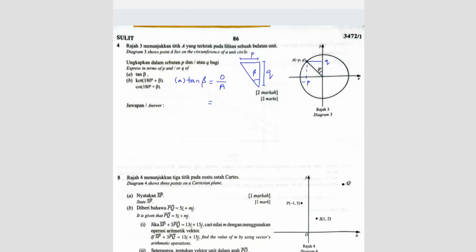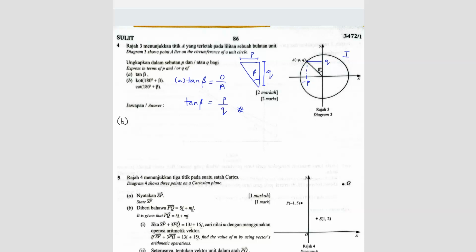Okay, the length. So tangent equals opposite over adjacent. Opposite is P, adjacent is Q. Also please remember, in this case beta is just an acute angle, right? Acute angle means first quadrant, so if you take tangent beta, you're still going to get a positive answer. So tangent beta equals P over Q.